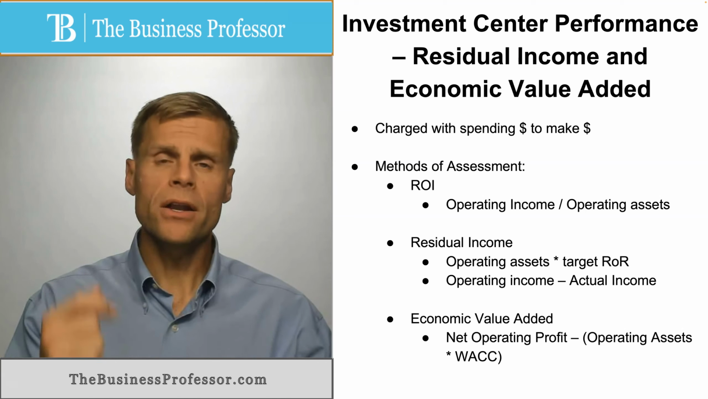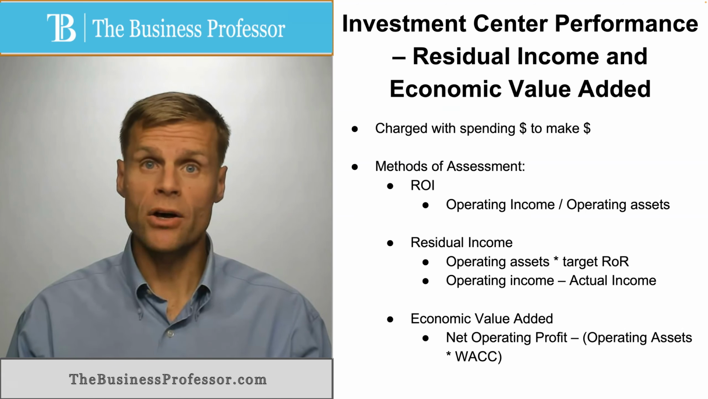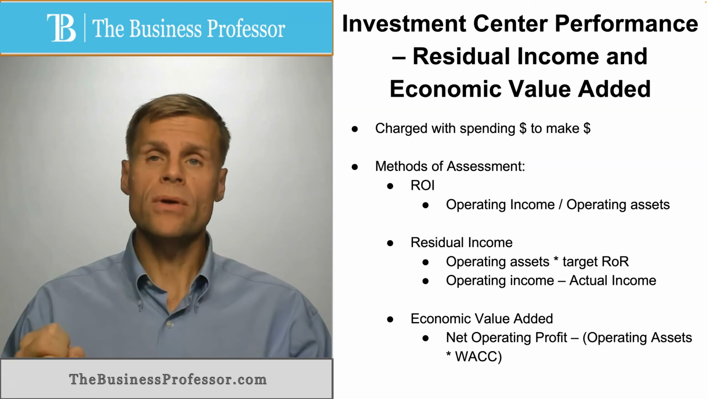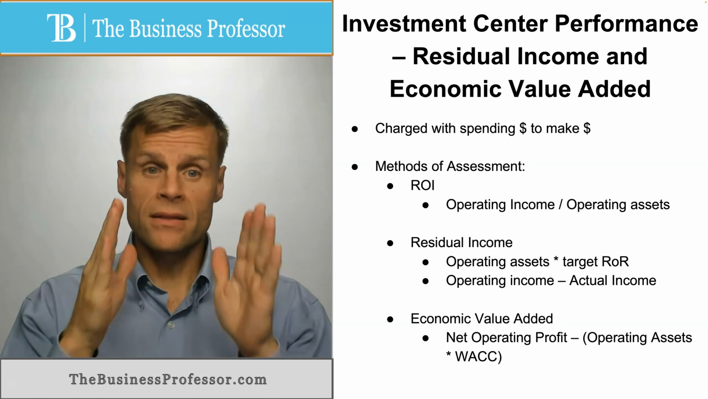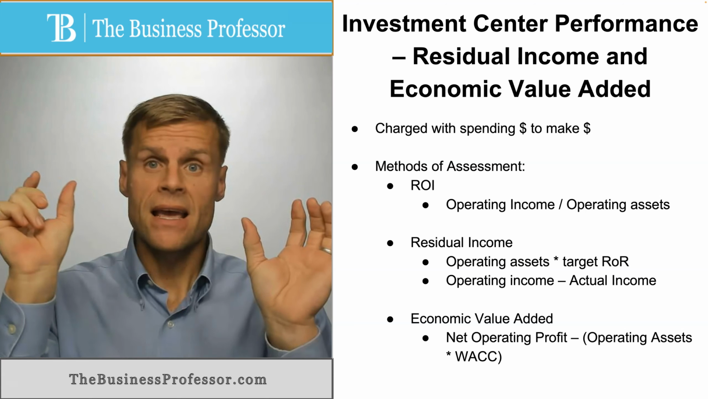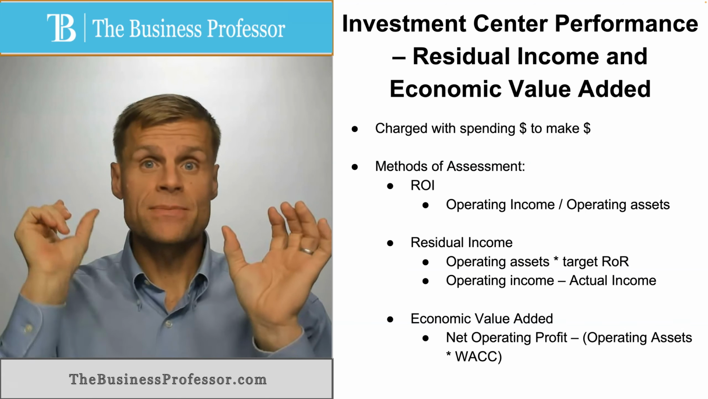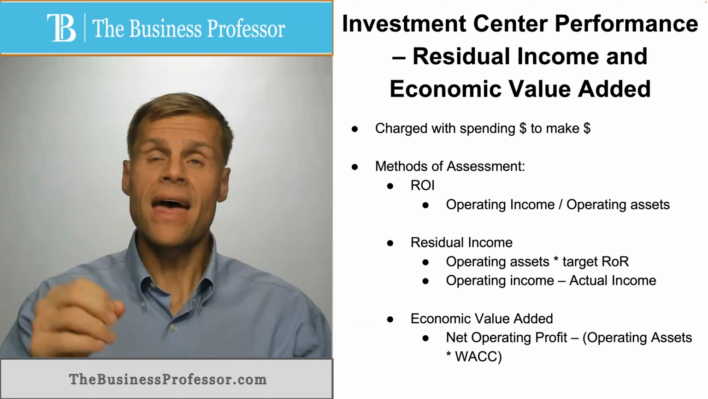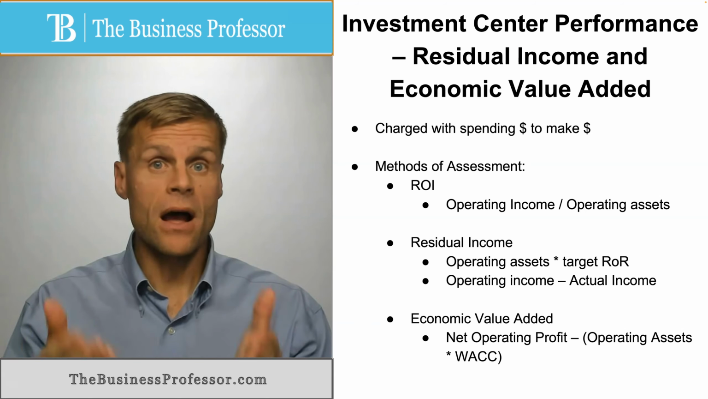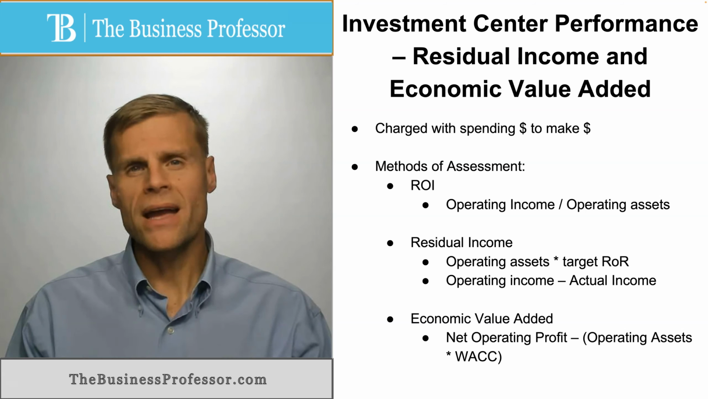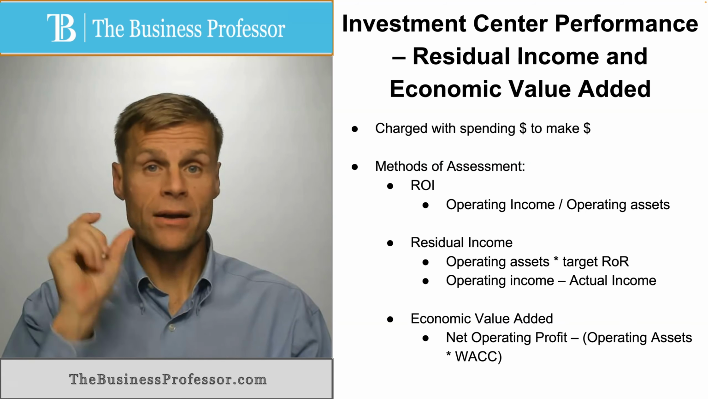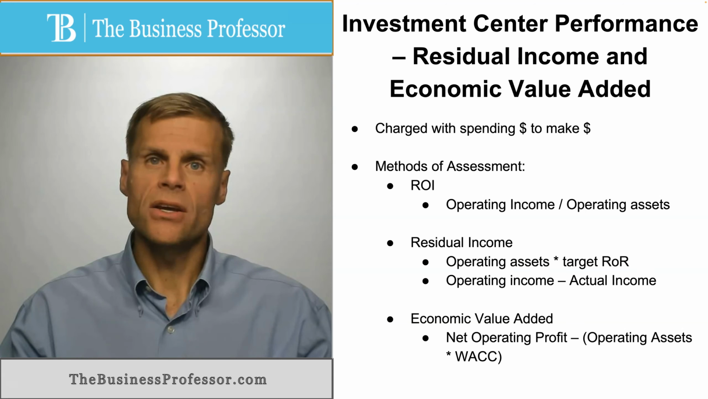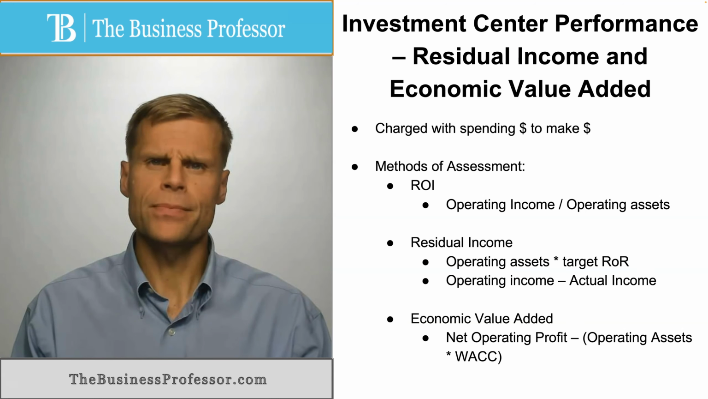Another way of looking at it is residual income. Residual income is the income you have above what you expected. So if you start first by saying this is the value of our operating assets, multiply that by your expected or target rate of return. That will give you your expected operating income. Then if you subtract that from your actual income, whatever's left over is your residual income. That's what you've exceeded your target or your expectation.